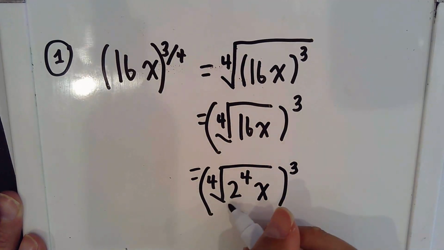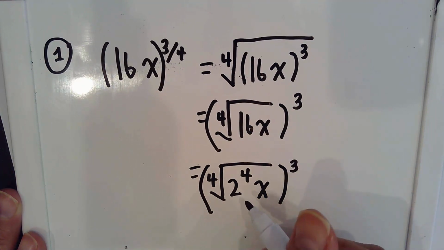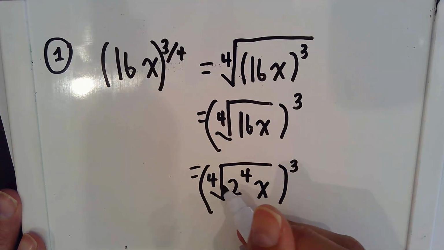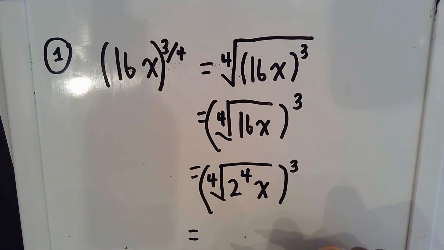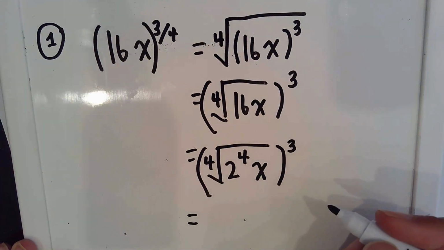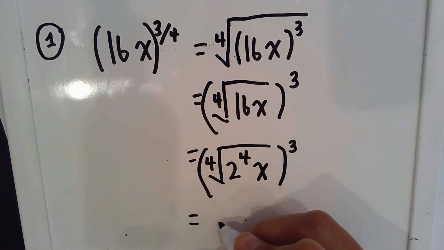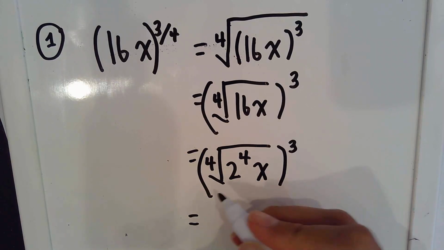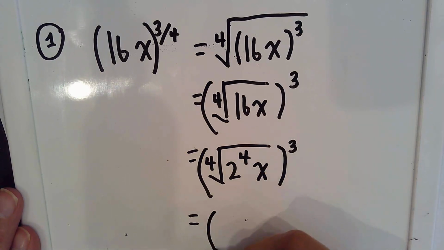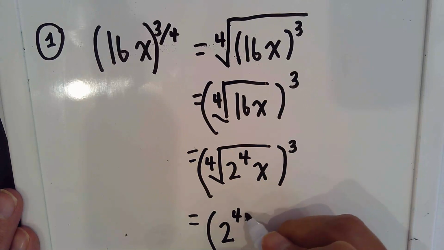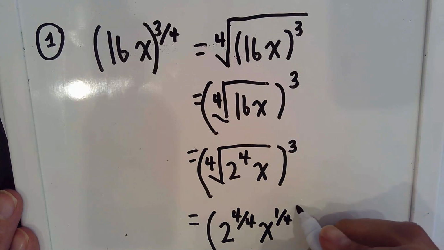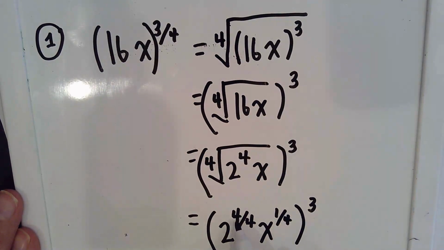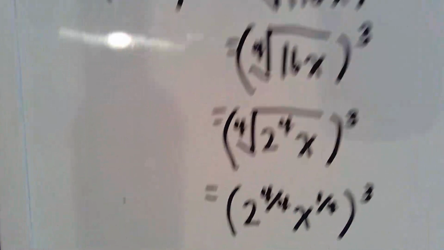Well, what is the 4th root of 2 to the 4th? Remember, this is 2 to the 4th divided by 4, so this is just going to be a 2 on the outside, right? So let's think about this for a second. I can simplify it. Let's rewrite this again. So this will be a 4 over 4 like that, right? And this will be x to the 1/4, right? So 4 over 4, 4 divided by 4, is just a 1, right?